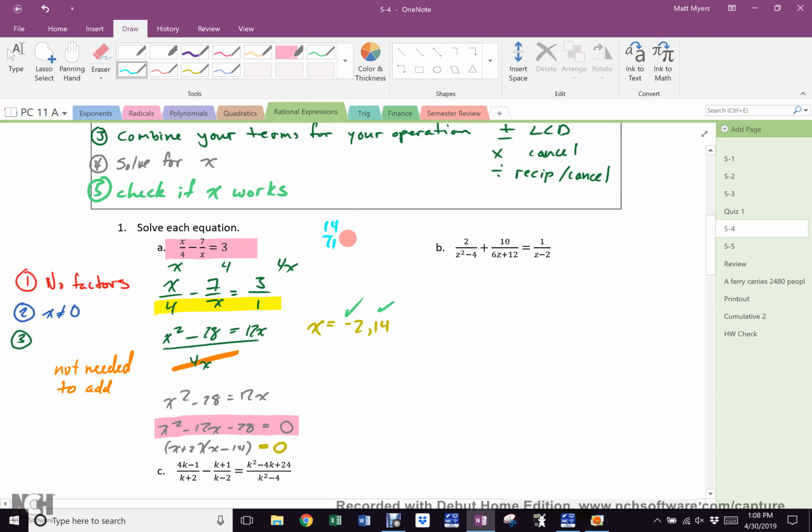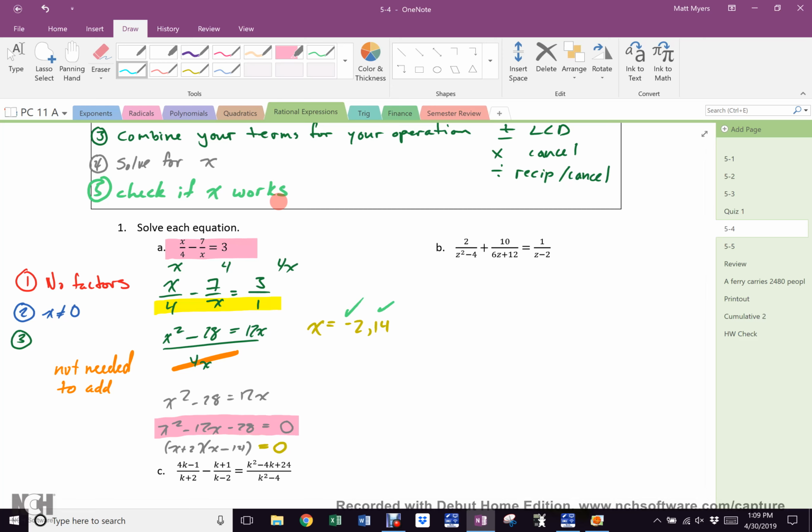14 over 4 minus 7 over 14 is the same as 3.5 minus 1/2. 3.5 take away a half is 3. Dun, dun, dun. And we're good. Everybody's good? Excellent. Now, let us apply all of that knowledge to another question.